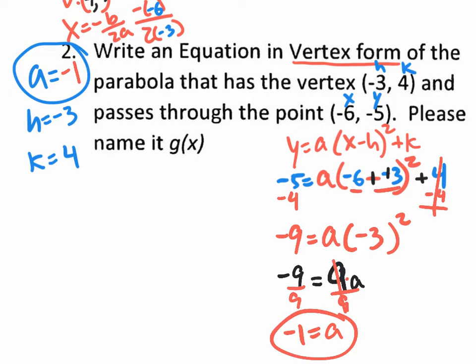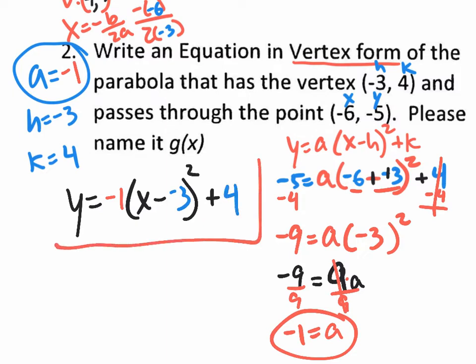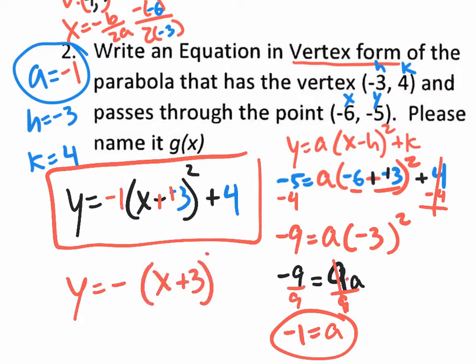We now could actually write our equation. So let's write it out here. We have y equals, the a value is negative 1, times x minus h, which is negative 3, plus k, which is the plus 4. There's our equation, but let's just clean it up a bit. I want to change the minus minus to plus plus. You could leave it as a minus sign if you wanted to, or you could put the 1 in front. It's up to you. I like having the negative 1 out there in the front.